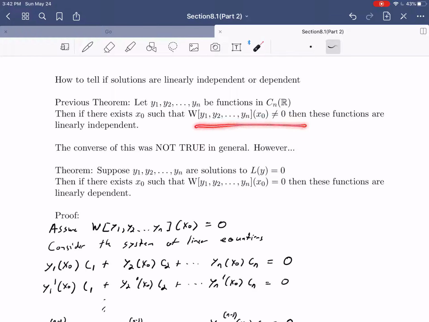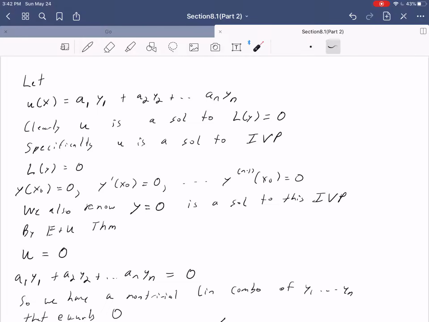The Wronskian is either going to be non-zero everywhere and they're linearly independent, or the Wronskian is going to be zero everywhere and they're linearly dependent. So the Wronskian, at least when we're working with solutions to a homogeneous linear differential equation, tells us everything we need to know.